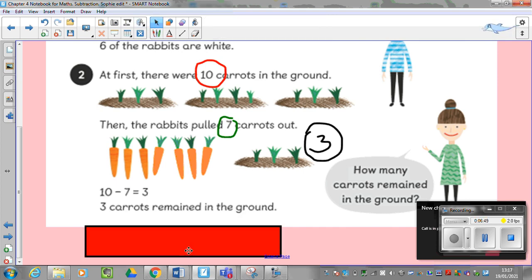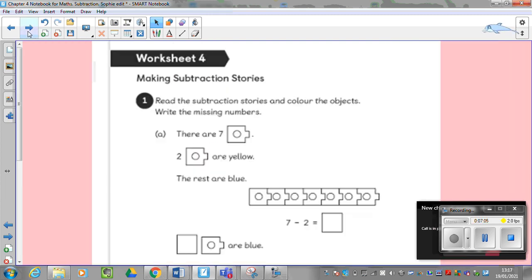Welcome back. So let's have a look and check against your part-part whole model to see if your number sentence would have looked like mine. 10 minus 7 equals 3. Because 3 carrots remained in the ground. Now, well done if you got that correct.